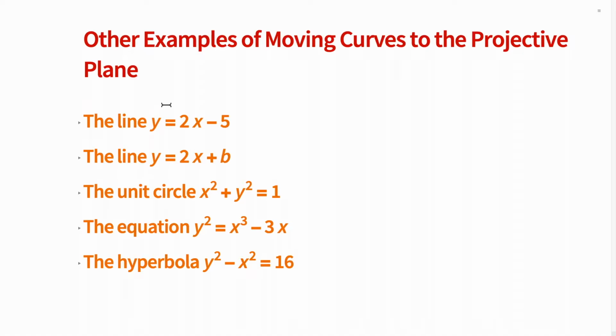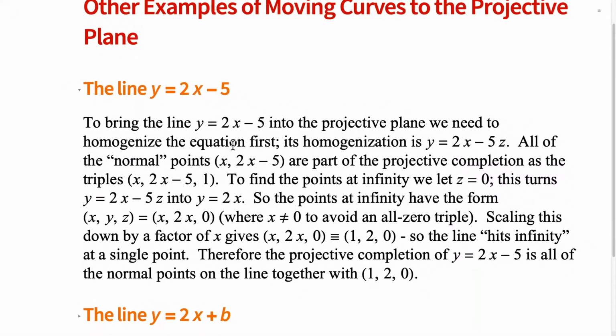Now let's take a look at some other examples of moving curves into the projective plane. And let's start with the line y equals 2x minus 5. If we want to bring the line y equals 2x minus 5 into the projective plane, you need to homogenize it first. The homogenization is pretty straightforward. That's just going to be y is 2x minus 5z. All of the normal points in the plane, which would look like x and 2x minus 5, are going to count as part of that projective completion, and they'll come in as the triples x, 2x minus 5, and 1. You just attach the 1 at the end.